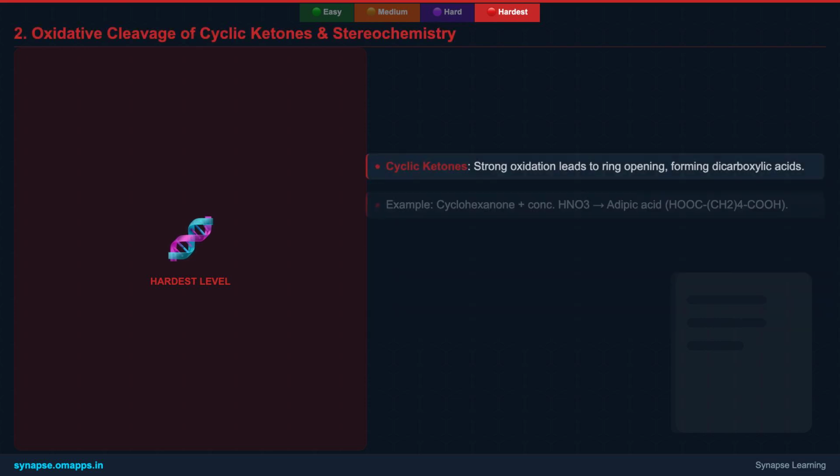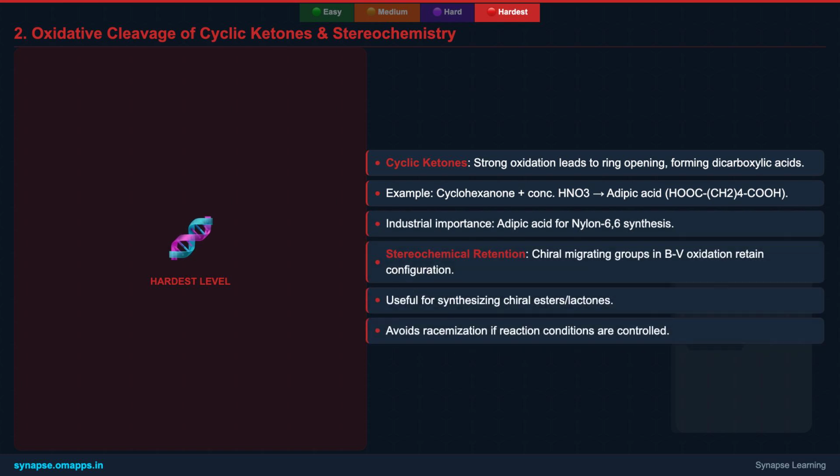The oxidative cleavage of cyclic ketones is a cornerstone of industrial chemistry. Take cyclohexanone, for example. Under strong oxidative conditions, like with concentrated nitric acid, its ring opens up, yielding adipic acid, a vital precursor for nylon 6,6 production. This isn't just a lab curiosity, it's a multi-billion-dollar process. The mechanism involves complex intermediates and precise control of reaction conditions.